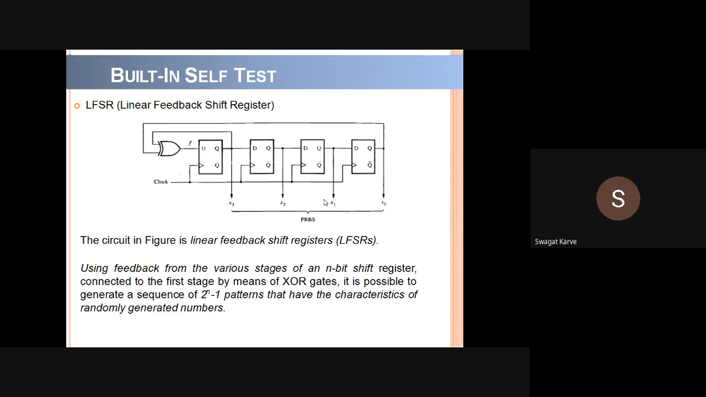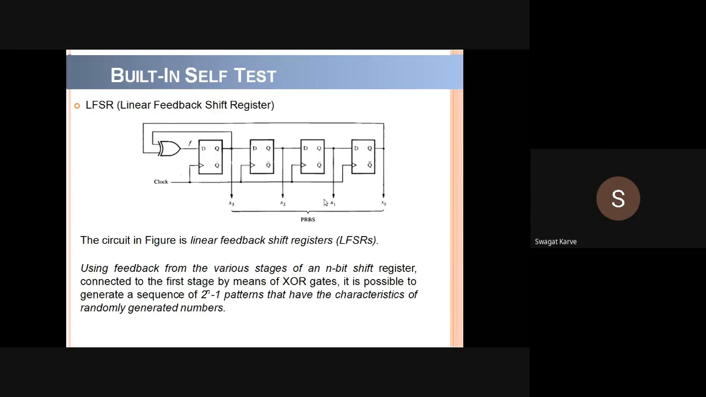So these are the three commonly used methods for built-in self-test. Now we will discuss the first method, that is the linear feedback shift register, LFSR. This is the typical diagram of the LFSR. This LFSR model is a finite state machine comprising storage elements and a modulo 2 adder, that means an XOR gate, connected in a feedback loop as indicated in the figure.